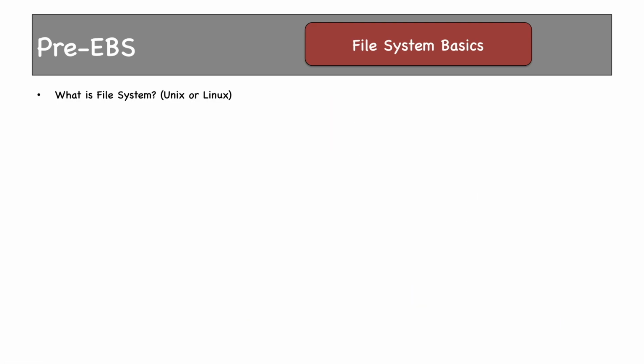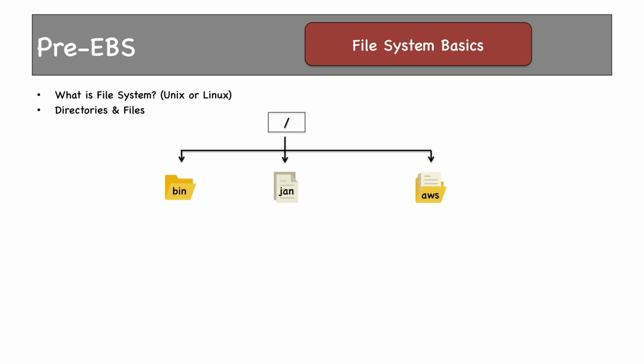So what is a file system in Unix or Linux? In Unix or Linux, we won't call them folders and files. Instead, we'll use the terms directories and files. So directories are nothing but folders and files are files. Let's see how it works. In all Unix-based operating systems, you'll get a root directory or a root folder. Under that, you can have multiple subfolders or subdirectories and files.